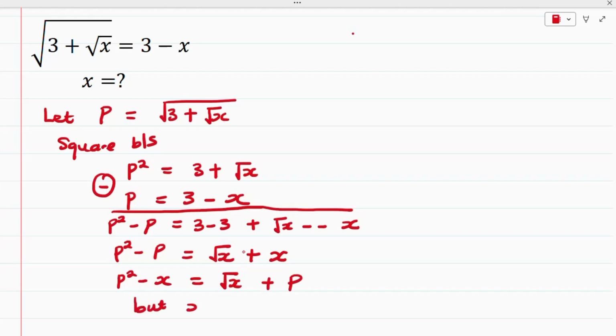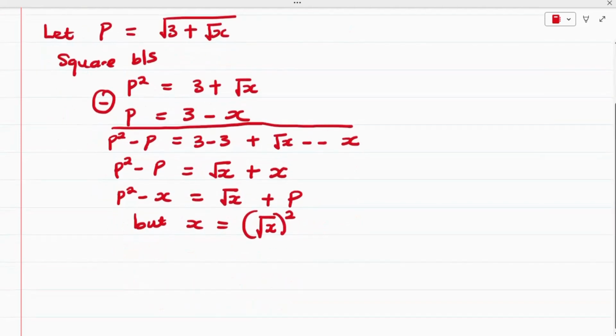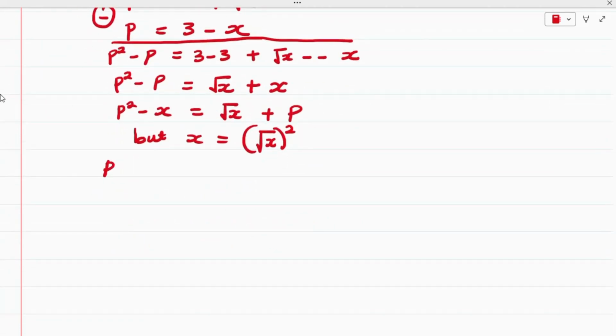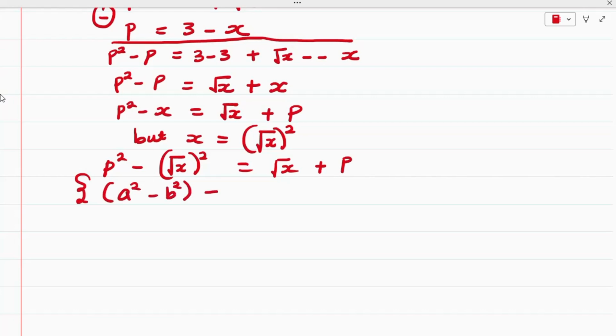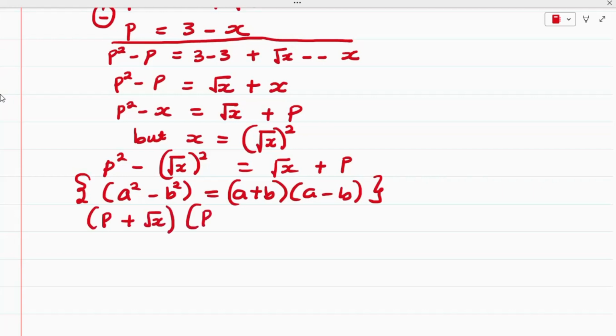But we know that x can easily be expressed as the square root of x all squared. Putting this here, we have p squared minus the square root of x all squared, and this is equal to the root of x plus p. So we want to apply this property to the left-hand side of this equation that says a squared minus b squared is equal to a plus b multiplied by a minus b. Applying this, we have p plus the root of x multiplied by p minus the root of x, and this is equal to, we can easily interchange this, p plus the root of x.